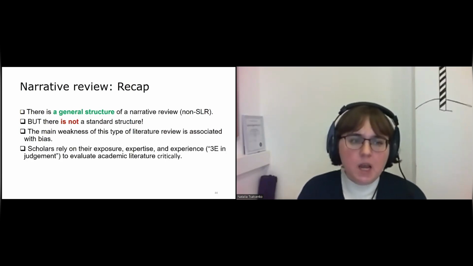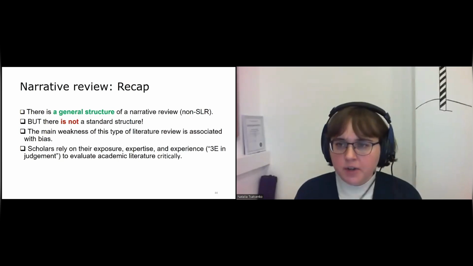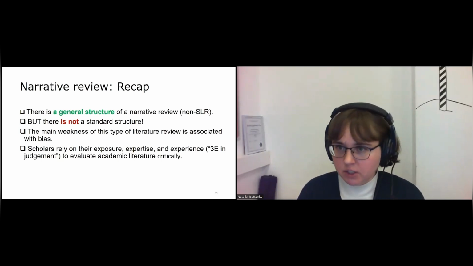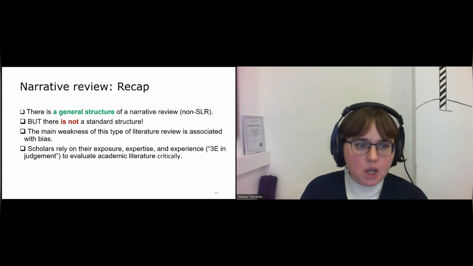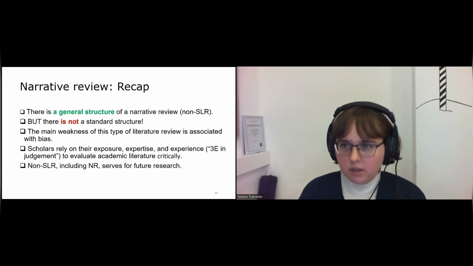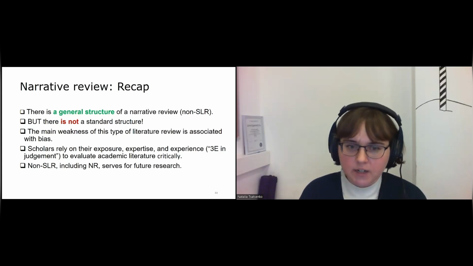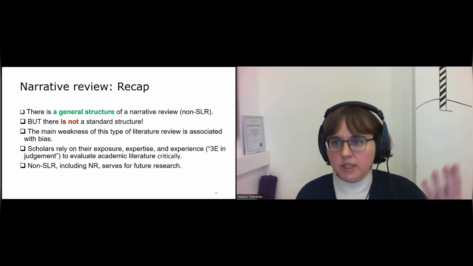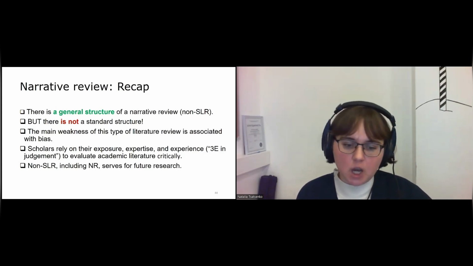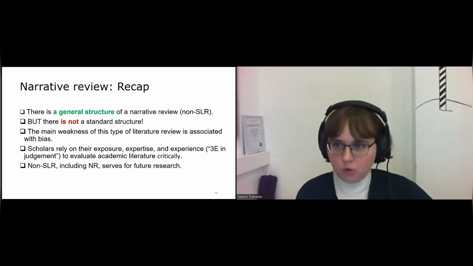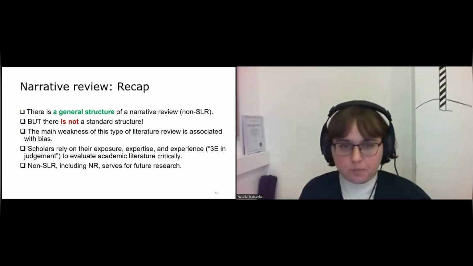This is the problem. Scholars rely on the 3E: exposure, expertise, and experience. So in order to evaluate academic literature critically, it is important. And the last point: a non-systematic literature review, even if it's a narrative review or an integrative review, serves for future research. So this is the idea. It's not only that we want to make some particular overview of existing literature, we want to find out the gap and the future contribution to the future direction.